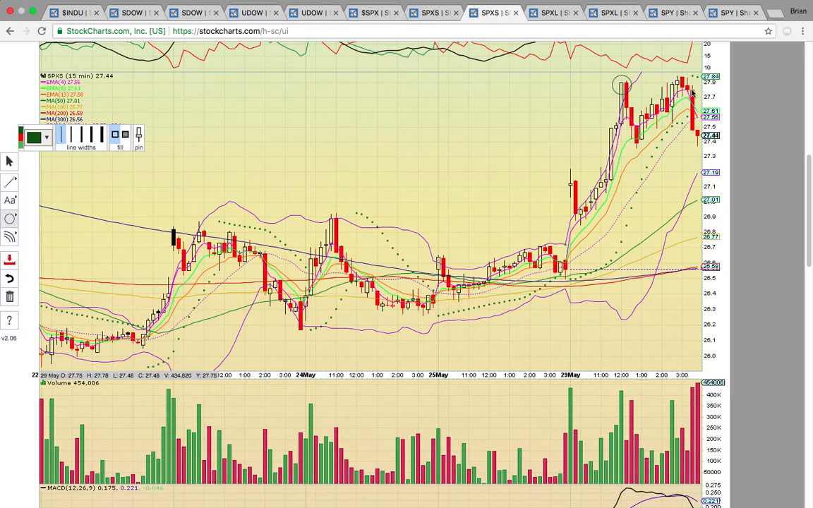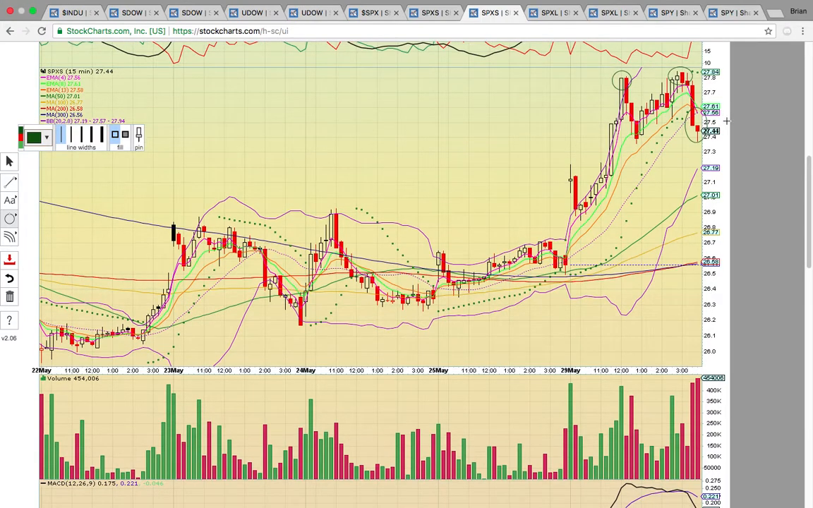It made this intraday double top in this 27.80 zone, and then it closed below the middle Bollinger Band. It needs to get back above that level that's currently at 27.57. If it can get back above and then break above that 27.80 zone, then it could head higher. If that 27.56 zone remains resistance, then it could possibly retrace down to the 50 simple moving average at 27. That would be the next big support level to hold.